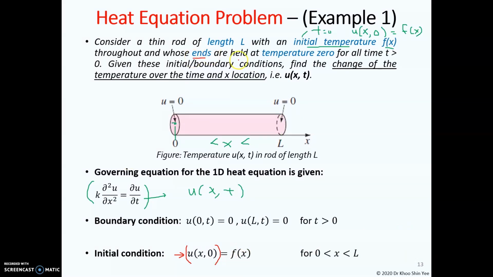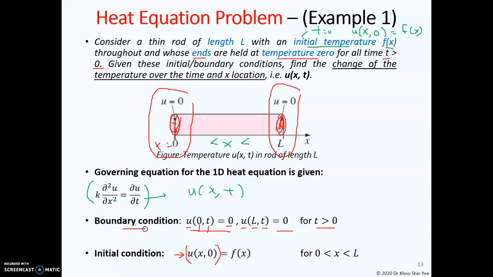The ends of the rod are maintained at temperature equal to 0 at all times when t is greater than 0. So at t greater than 0, you have the temperature at the end here equal to 0. At this position, you have x equal to 0. Therefore, your temperature at x equal to 0 for any time t will be equal to 0. So this is the boundary condition here. And then over here you have x equal to L. Therefore, the temperature at x equal to L at any time will be equal to 0, which is this boundary condition.